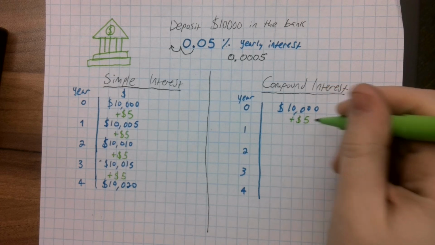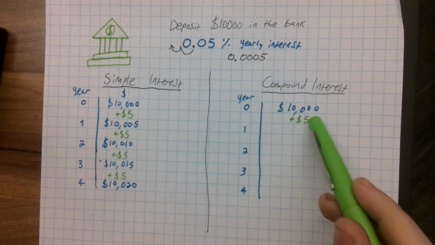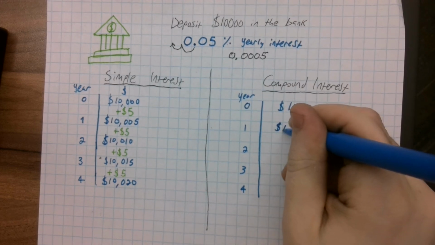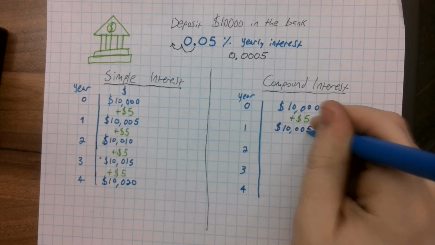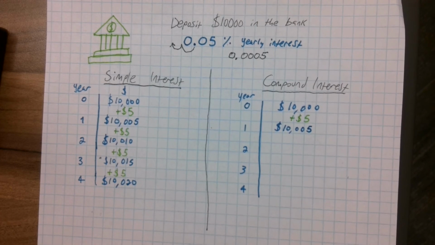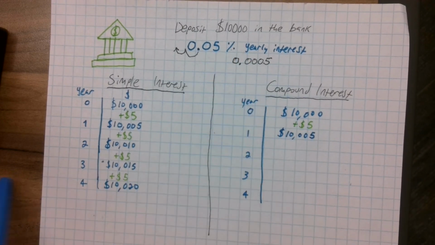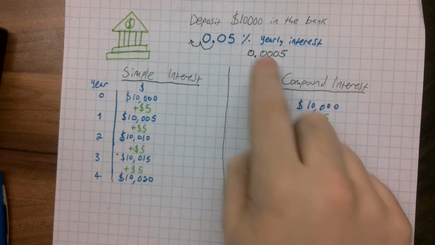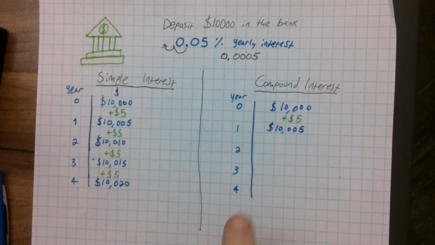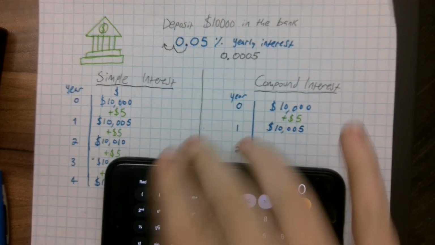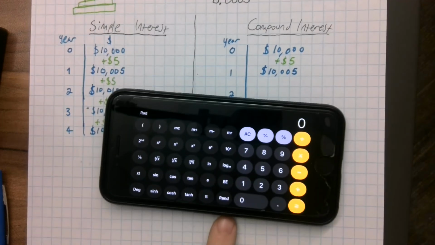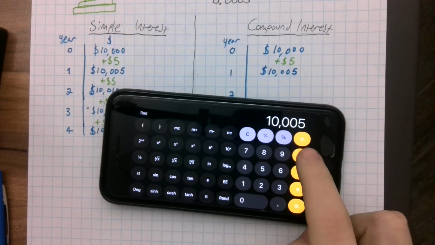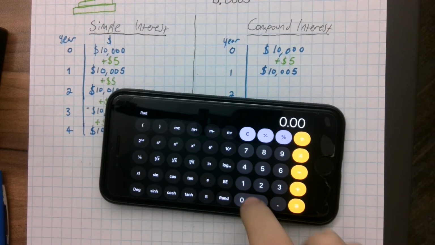But this is where compound interest is special. You see that $5 of interest that's added to our account? Well, compound interest says, that's your money now. So why not count that as the thing that we're taking interest on? In other words, instead of just multiplying 10,000 by 0.0005 again to get the same $5 again, we're going to change things up and multiply 10,005, since that's the new amount you have in your account, by that amount.